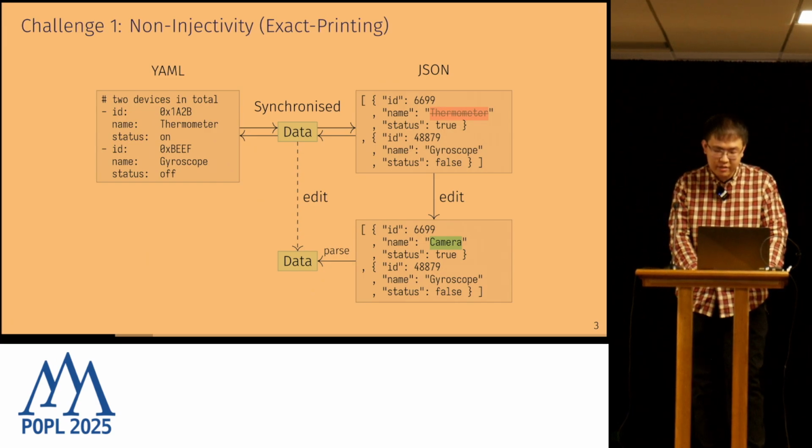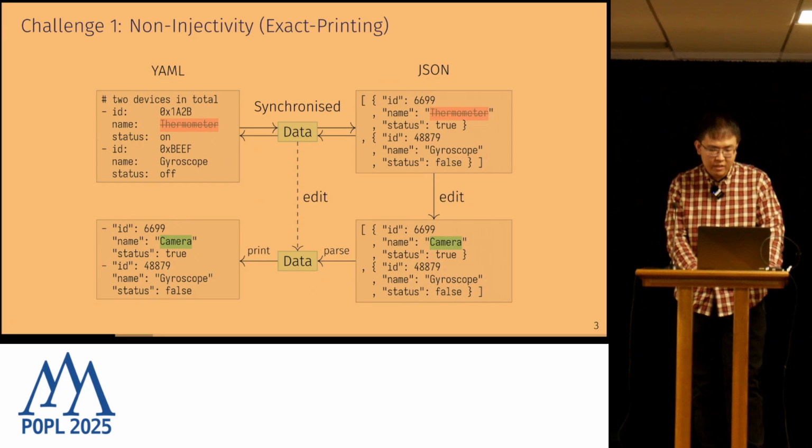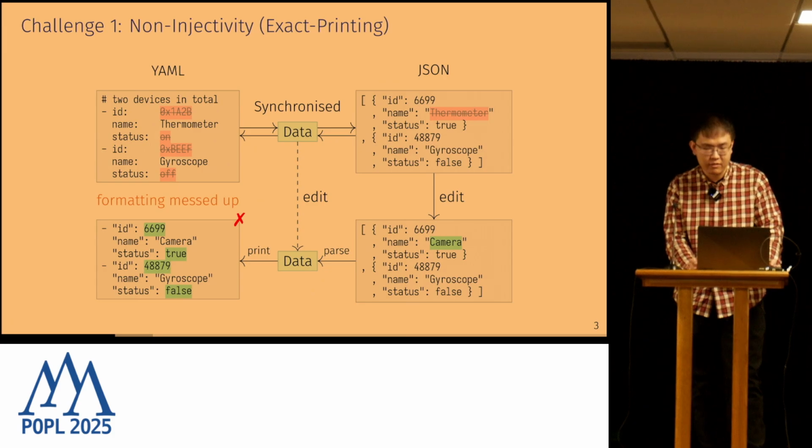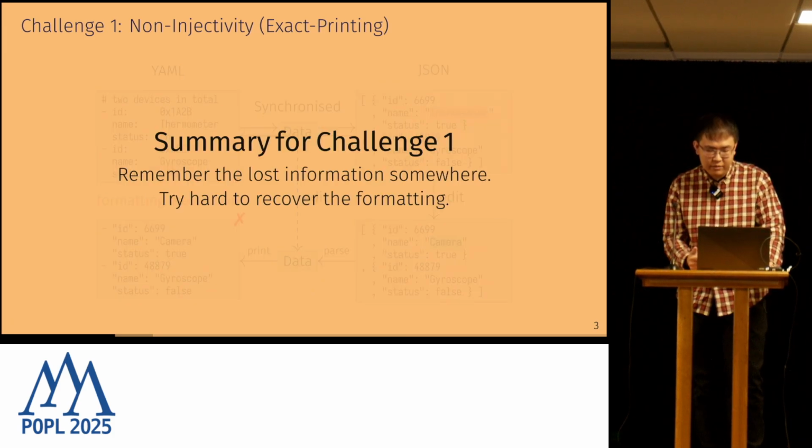So we do the edit, and we try to print it back. And we see the edit is reflected back, but the formatting is also messed up. We see that the comments and the white spaces are lost. The representation of the string data is in a different format. And the written forms of the integers and the Boolean values are also in a different format. So this is obviously not good. The summary for this is that we need to remember the information lost in the parsing process somewhere, and we need to try hard to recover the formatting in the printing process.